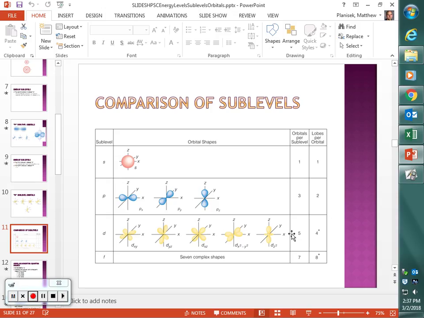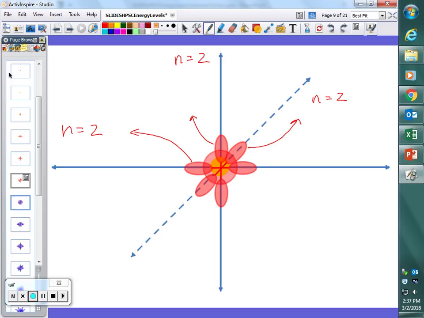And then at the end of class yesterday, I told you that there was another shape that we weren't going to try and draw. It was like an 8-petaled flower. We refer to those 8-petaled flowers as f orbitals, but you're not going to have to draw those. So it's like seven complex shapes. Seven. Okay.